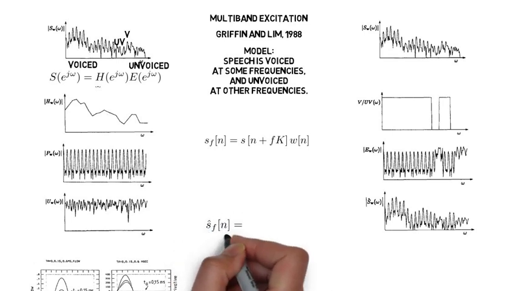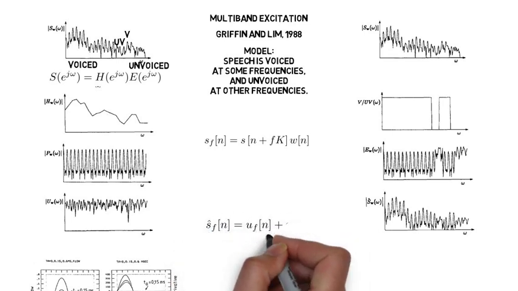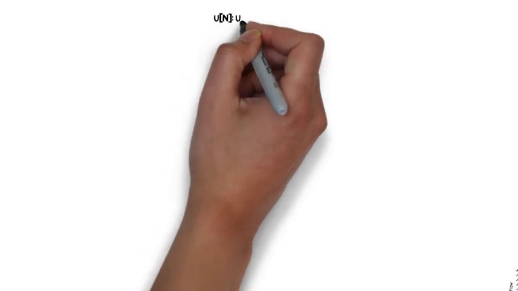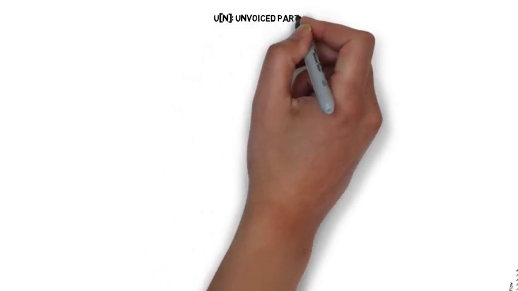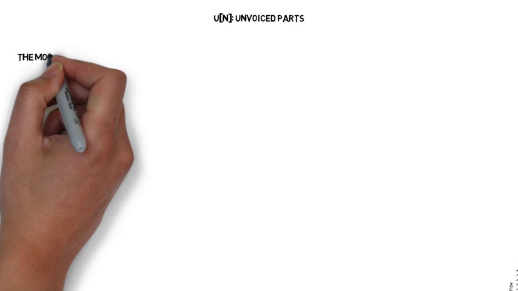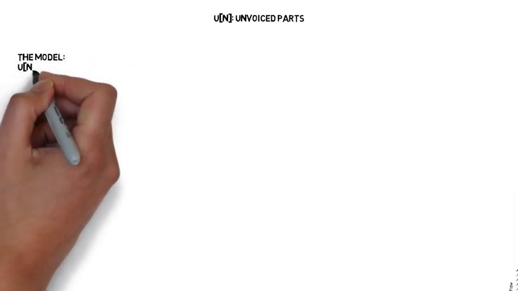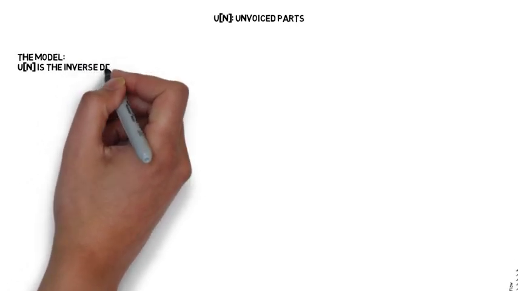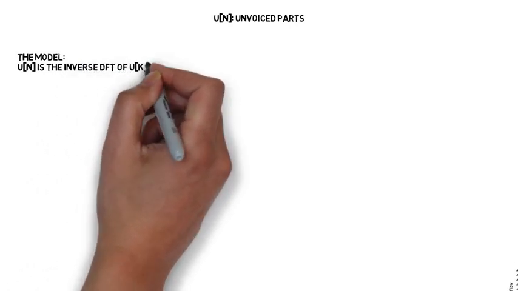All right, to use this in practice, you need a little bit more information about how to actually do the synthesis. So let me focus on this in 2 parts. First, let me focus on the unvoiced parts, U of n. And the model for generating this will generate it in the DFT domain. We'll generate the Fourier transform of the unvoiced speech, and then we'll inverse DFT it.